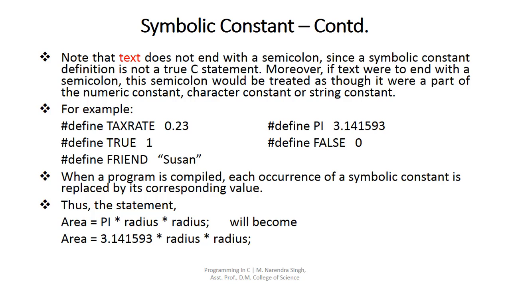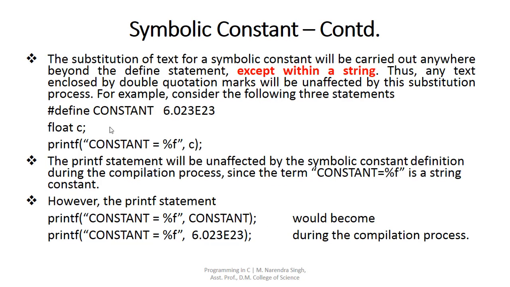Thus, the statement area equal to PI multiplied by radius, again multiplied by radius, will become area equal to 3.141593 multiplied by radius, again multiplied by radius, replacing the symbolic constant PI by the value it represents, 3.141593. The substitution of text for a symbolic constant will be carried out anywhere beyond a define statement except within a string. Thus, any text enclosed by double quotation marks will be unaffected by this substitution process.